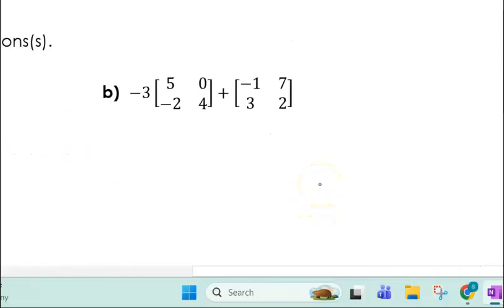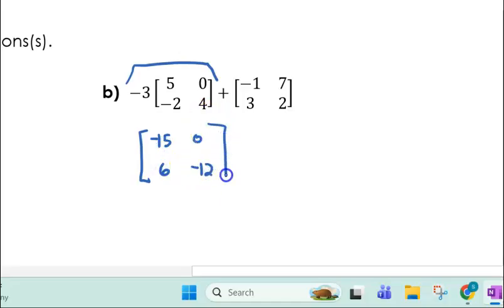On 2b, it involves a scalar multiplication and addition. Because there are no parentheses, you're going to start here and multiply the scalar first. That's going to give us -15, 0, 6, and -12. And then you still have plus this matrix.